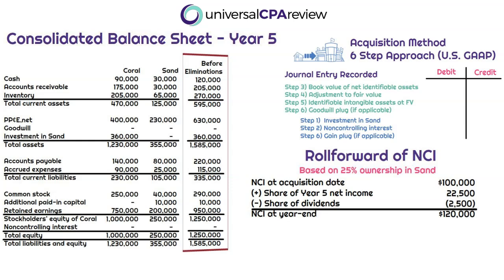So going back to our 6-step approach for the acquisition method, we now understand why the credit for the investment in Sand, our step 1, is $360,000. And then for step 2, our credit for non-controlling interest is $120,000, right? So hopefully we understand how we get that. And once we're done with this, I'll show you how to plug it into our balance sheet consolidation schedule.